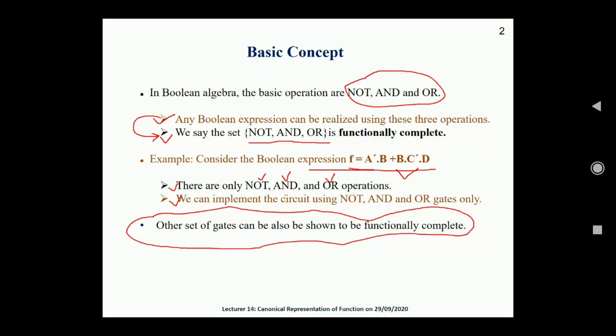That time what happens? Obviously we can say that that particular gate is also functionally complete. But remember one thing, if suppose we can realize the NOT gate, and the AND gate also we can realize, but the OR gate it is not capable to realize. That time that particular gate is not functionally complete. So for any particular gate, you have to prove whether this gate is functionally complete or not. That particular gate must satisfy the NOT gate also, AND gate also, and OR gate also.